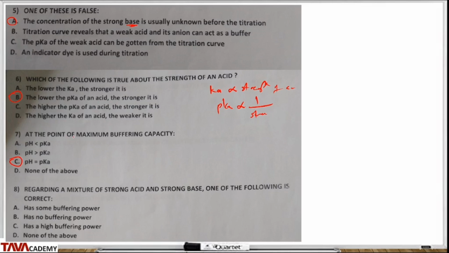Question 8 says, regarding a mixture of strong base and strong acid, one of the following is correct. Question 8 is actually option B. Has no buffering power. So a mixture of strong base and strong acid will have no buffering power. So that's the correct answer there.